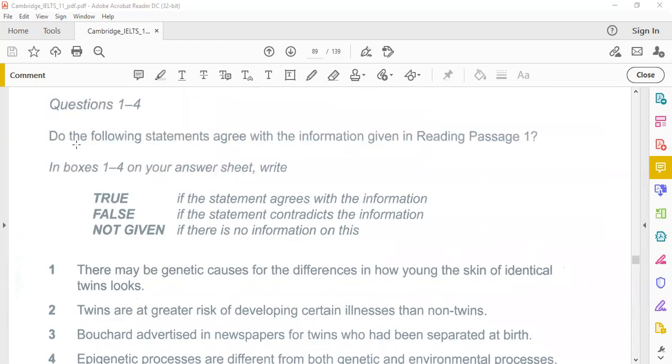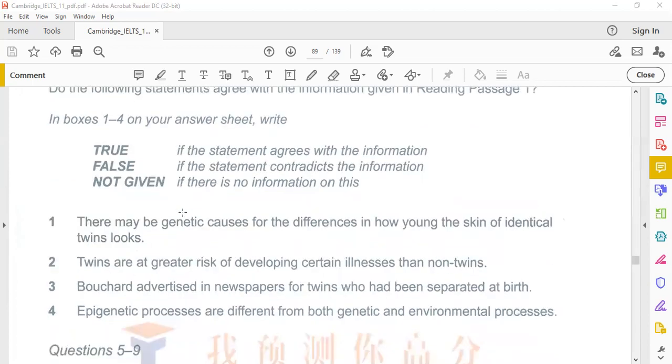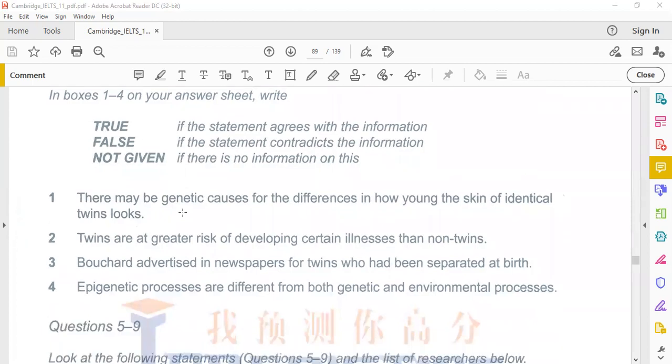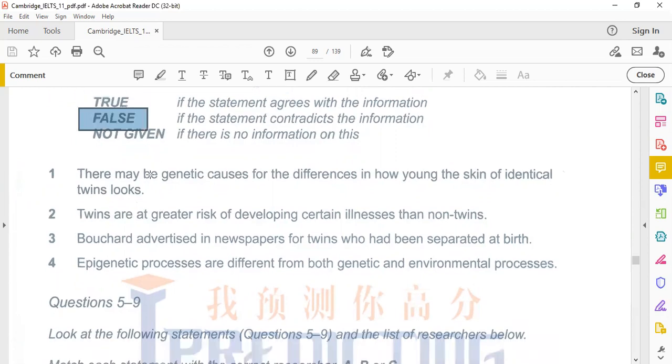They understand it, but I should advise you, as they say, do the following statements agree with the information given in the passage. So you need to write true, false, not given. So I advise you to write true when you need to write T for true. Don't write in short form in the answer sheet. But here I will use T, F, or NG.